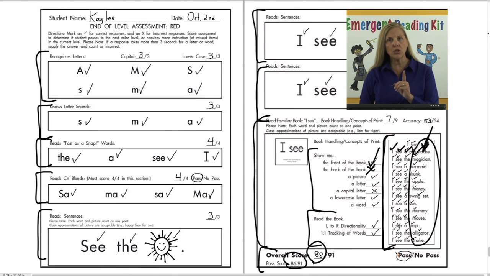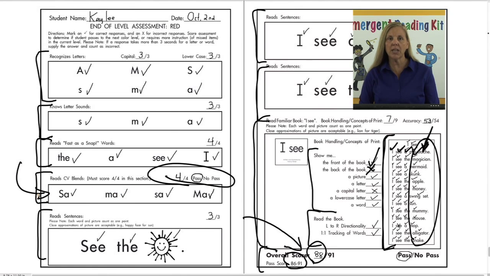But I also need to show you that passing at this level means that you need to hit that overall score range, and in this case, be able to pass the CV blends. This sub-skill here is critical, meaning for students to successfully move to the orange level, they need to blend these two-letter combinations. Kaylee was able to do that, so she moved on. But if she was unable to read these blends, then we would need to go back and work on that skill before going to the orange level. This is the only pass or no pass sub-skill at this level.